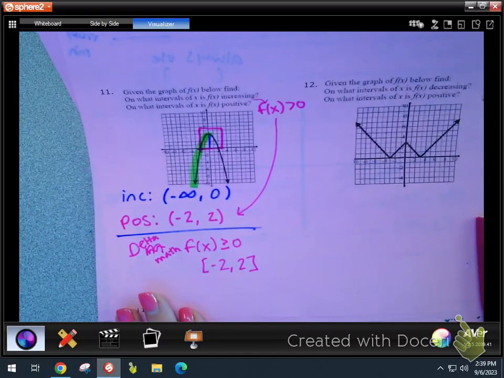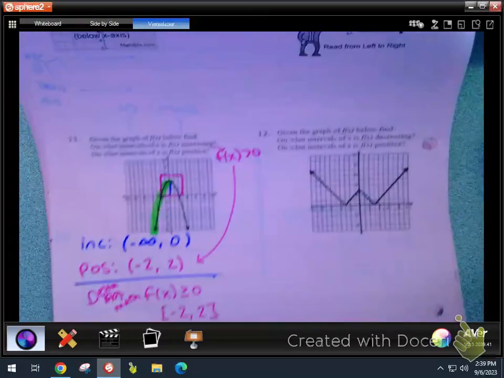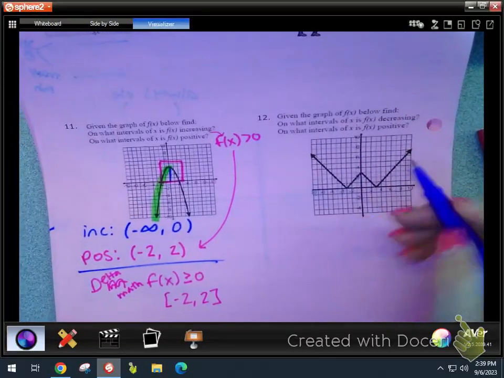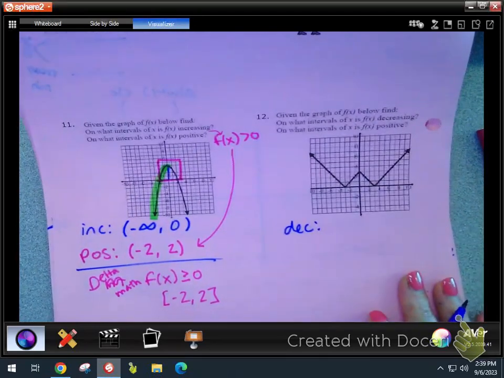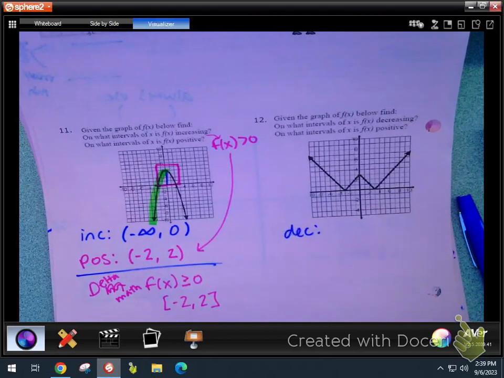All right, 12. We okay with 11? All right, 12. Where is the graph decreasing? Let's do that one first. How many places is it decreasing?